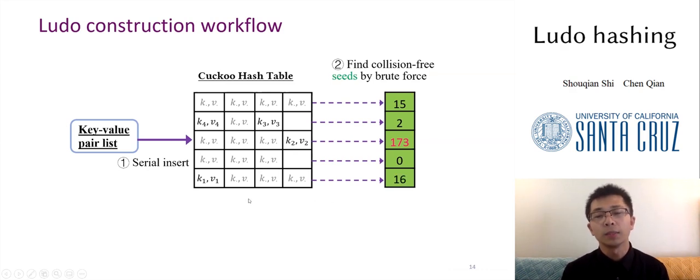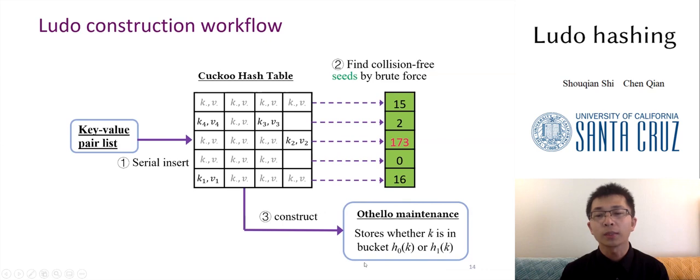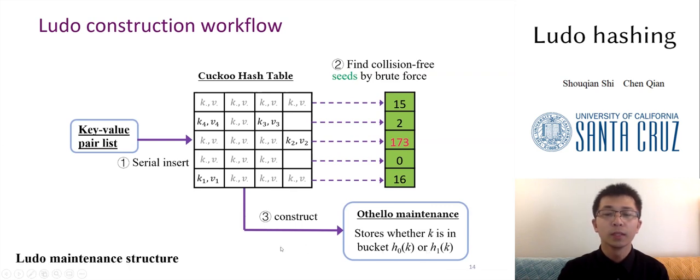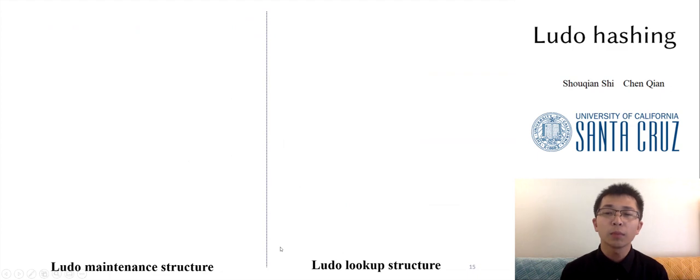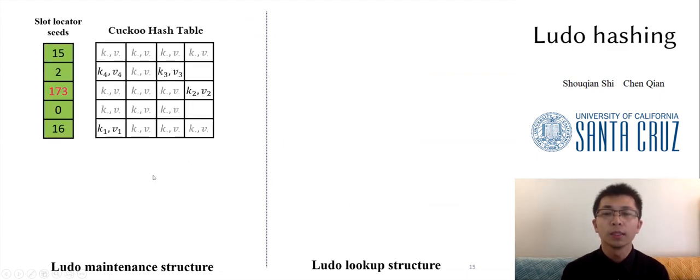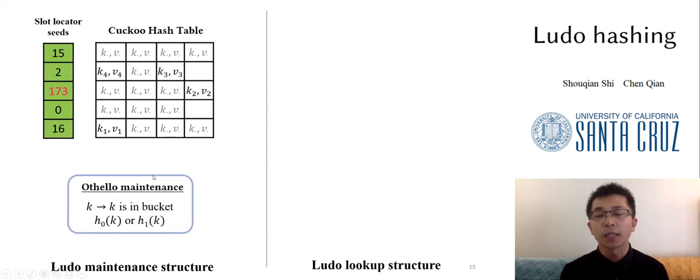The third step is to build a bucket locator to indicate the bucket choice for each key. An Othello hashing is constructed to maintain that information. So far, we have the complete Ludo maintenance structure: a hash seed for slot locators, a Cuckoo hash table, and an Othello. Next, I will show how the Ludo lookup structure is built.